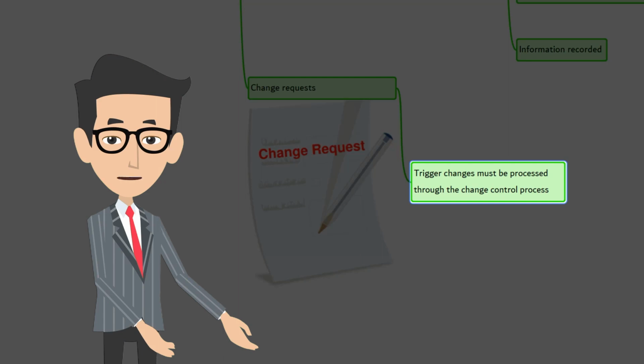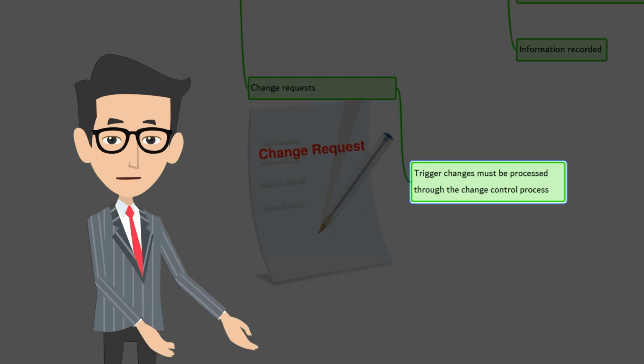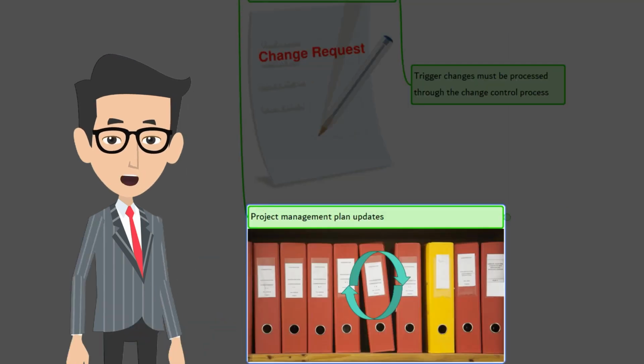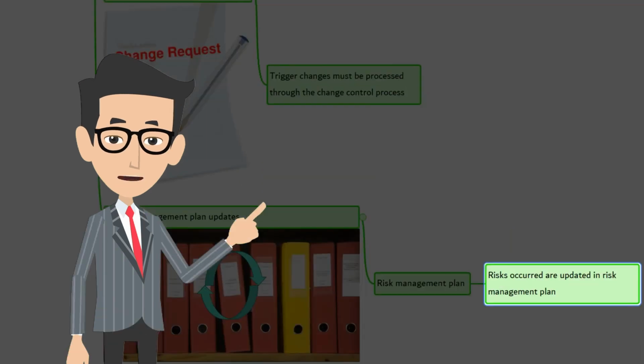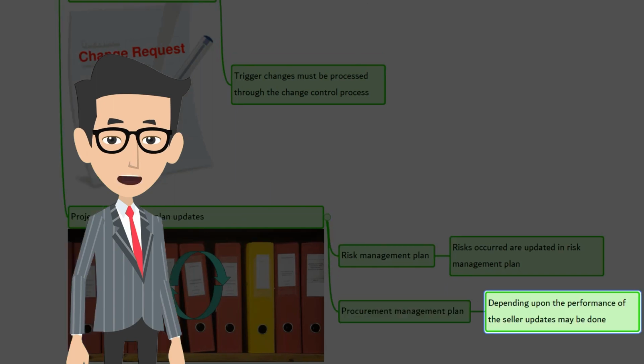Let's update the project management plan. First, risk management plan. Each agreement and seller has their own set of risks. They need to be updated in the risk management plan. This includes any unexpected risks that occurred. Procurement management plan. Updates may be required depending on the result of performance of the seller during execution of the work.